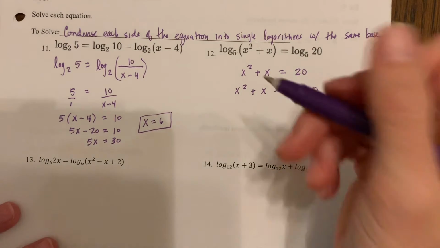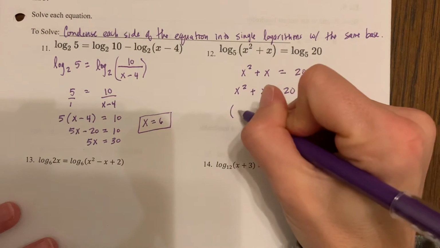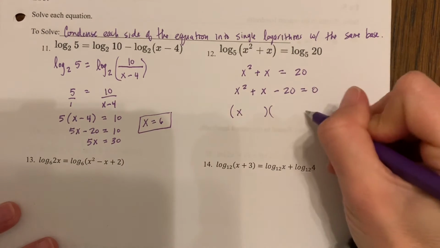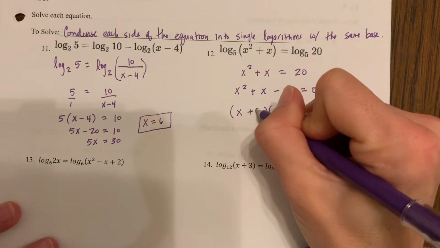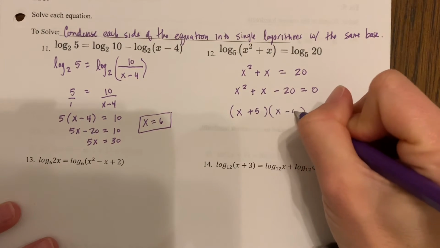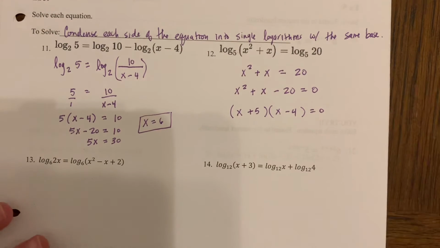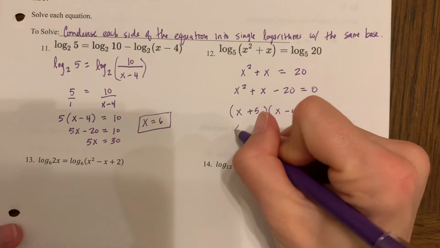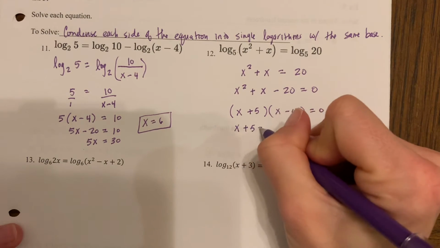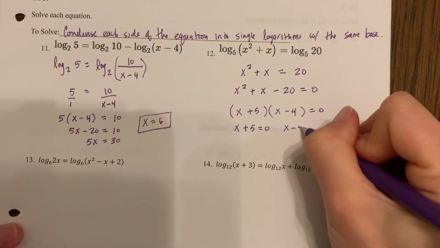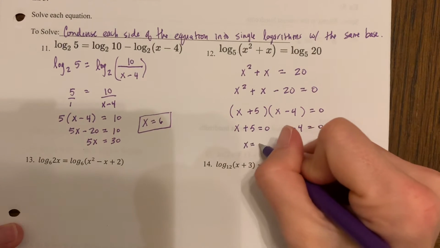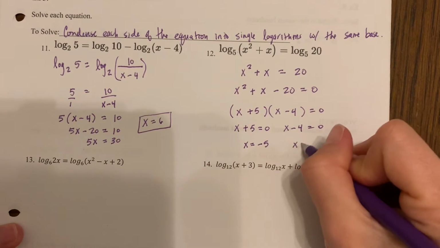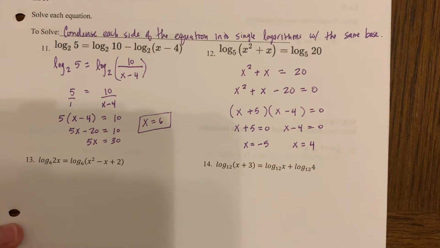I'm going to factor. I'm looking for two numbers that multiply to make negative 20 and add up to a positive 1. That's a positive 5 and a negative 4. We'll finish by setting each quantity equal to 0. x plus 5 is equal to 0. x minus 4 is equal to 0. So I know that x is equal to negative 5 and x is equal to a positive 4.